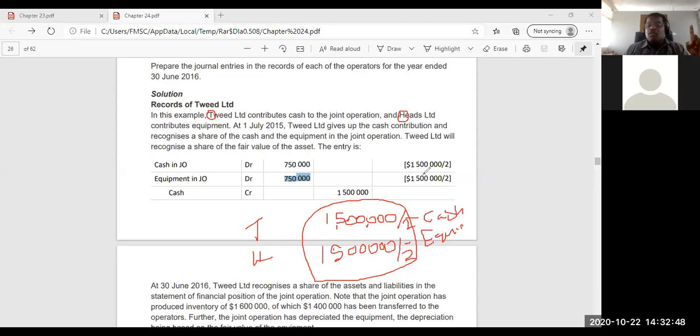Okay? The journal entry would be in T's books. Cash in joint operation, you debit 750. That's the initial journal entry. Equipment in joint operation is 750. That's the opening journal entry. Beginning journal entry. And cash, you are giving cash to the operation, 1.5 million.